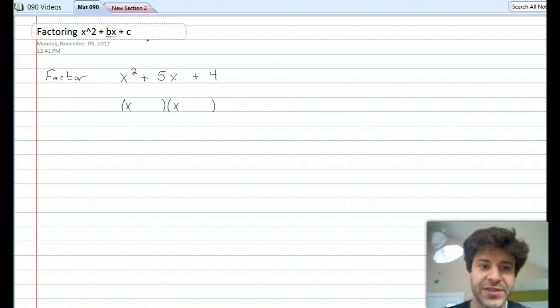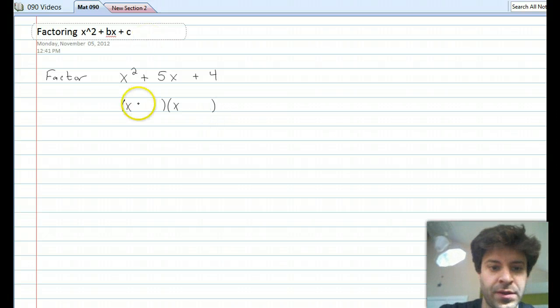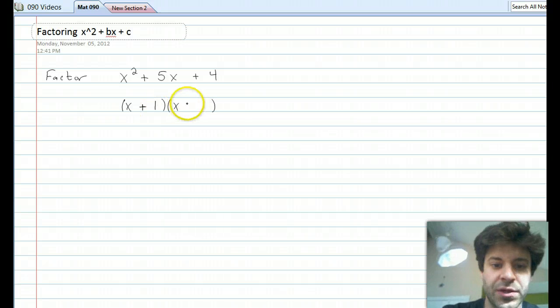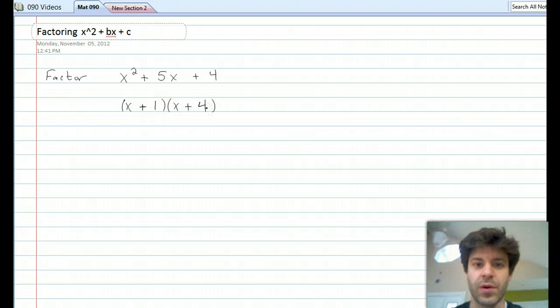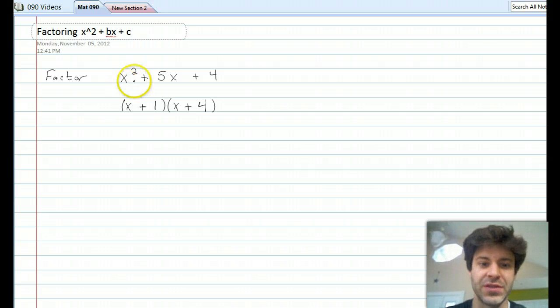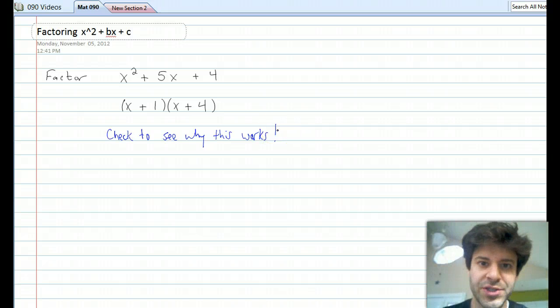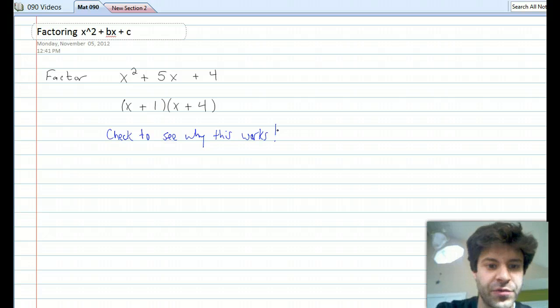Now for this very first example, I'm just going to give you the answer. The answer is going to be x plus 1 and x plus 4. Now what we need to do is look at that and see why that works, and then that'll give us an idea of how we can factor the rest of these in the future. So we're going to check our answer to get an idea of why this works. If we have two binomials multiplied by each other, we know how to handle that now. We talked about it in the last chapter.